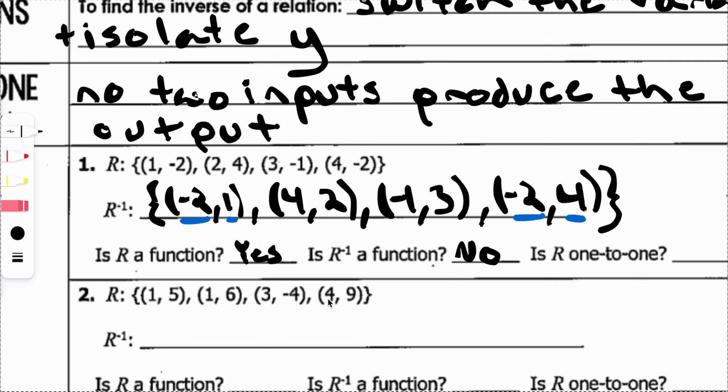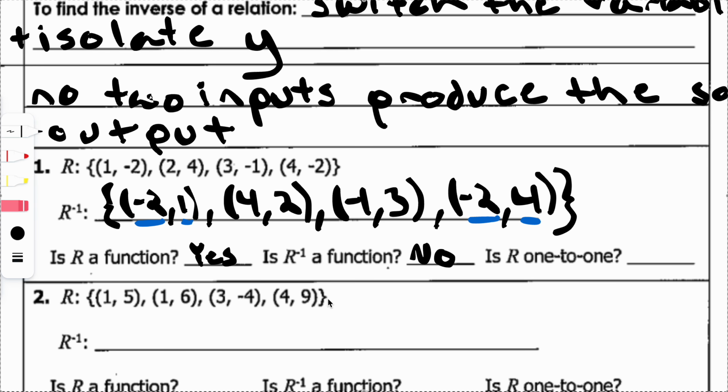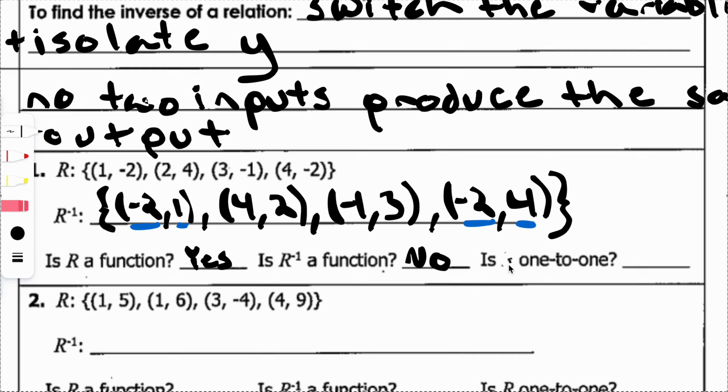And I said really briefly that it's going to use the horizontal line test to determine whether something is a function or not. It uses the vertical line test, which hopefully you've heard of before. So is R one-to-one? In order for it to be one-to-one, we would need both of these answers to be yes. And in this case, they're not.